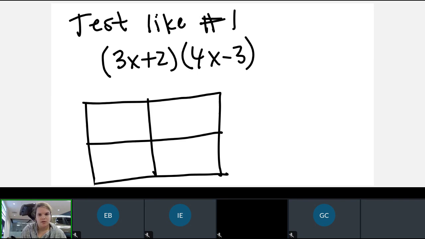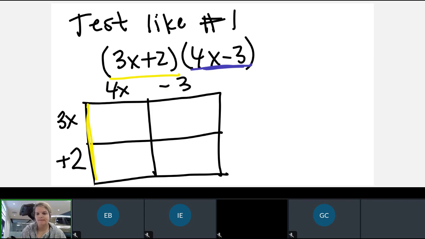That's great. So with the box method, you're going to take one of your polynomials and put it going up and down on the side. So this would be 3x and then plus 2. Don't forget your signs. We'll take the second one and put it across the top. So 4x minus 3.